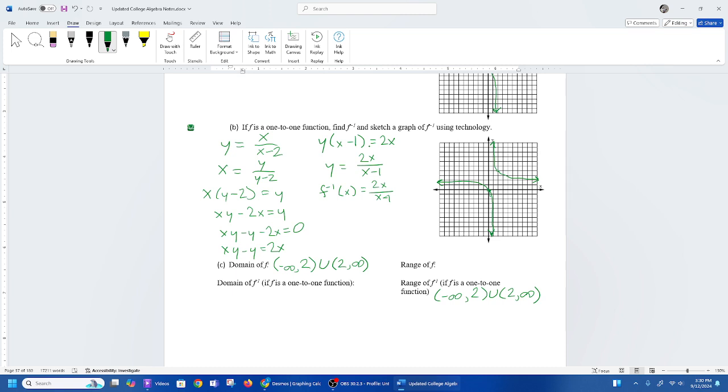The domain of our inverse, the only thing we can't put in here is x equals 1, or we'll be dividing by 0. So every number in the world except 1. And that means the range of our original function f is going to be from negative infinity to 1, union 1 to infinity.